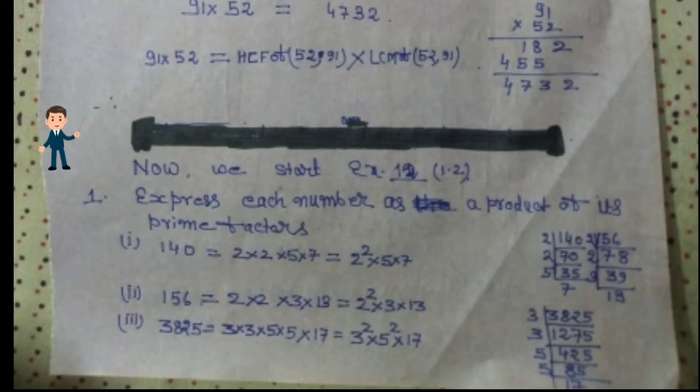Now, we start exercise 1.2. Express each number as a prime factorization. Actually, you have done this in junior classes. So, 140 is equal to 2 into 2 into 5 into 7, which is 2 square into 5 into 7. 156 is equal to 2 into 2 into 3 into 13, which is 2 square into 3 into 13. 3825 is equal to 3 into 3 into 5 into 5 into 17, which is 3 square into 5 square into 17. The remaining two sums will be homework.